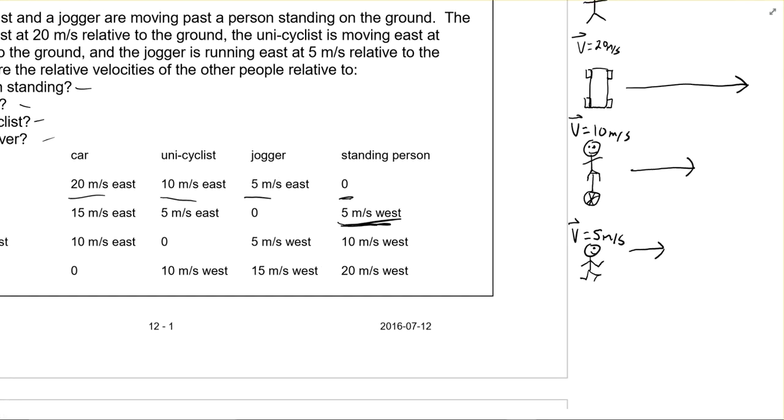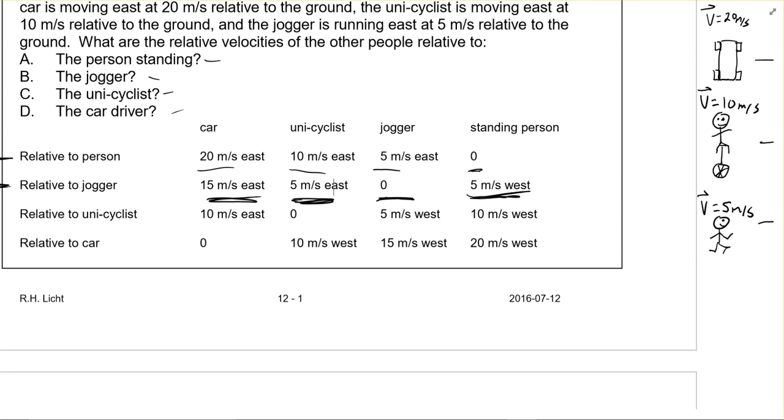If we think about the jogger, well, relative to himself, he's going to be going 0, right? We're calling that 0. Now the unicyclist, if the person jogging is 0, then the unicyclist is still going to appear like he's moving forward only at 5 meters per second now, but moving to the east. So not 10 meters per second anymore. Relative to that person jogging, he's only going 5 meters per second to the east. The car is now going 15 meters per second to the east, relative to the unicyclist.